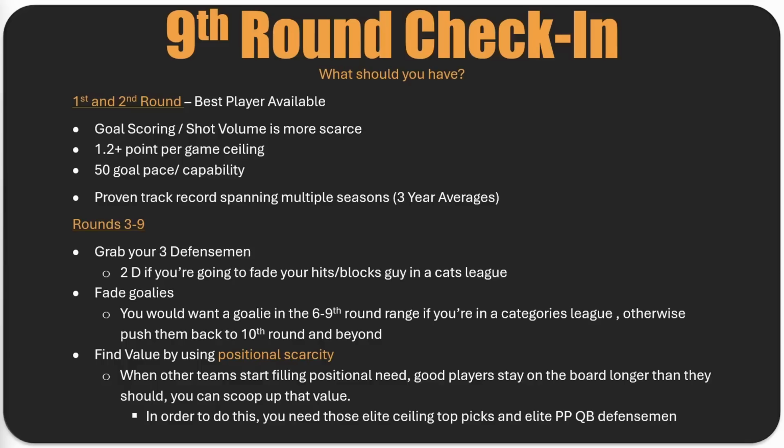So: a 1.2 point per game ceiling or above, 50-goal pace or 50-goal capability, and then a proven track record spanning back multiple seasons. And that's why I use 3-year averages, because obviously a player can go off and have a career season. Remember, a couple years ago, Chris Kreider had a 50-goal year, but what is he actually doing? He's not going to back up that 50-goal season with another one, but he is a 35 to 40-goal guy.